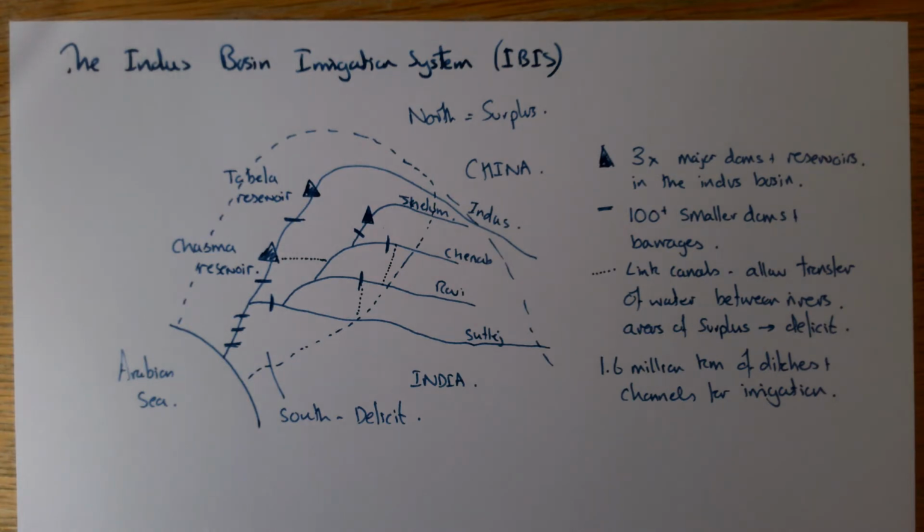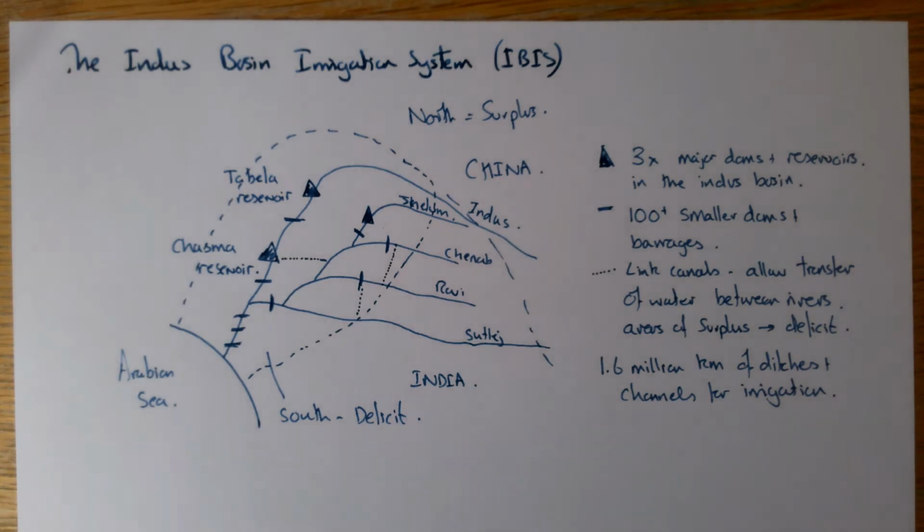Very good. 3. Now, name 2 of those dams. Good. You could have had the Tabela Reservoir or the Chasma Reservoir. And I didn't name that one for you, but just in case you'd like to know, it's called the Mangla.